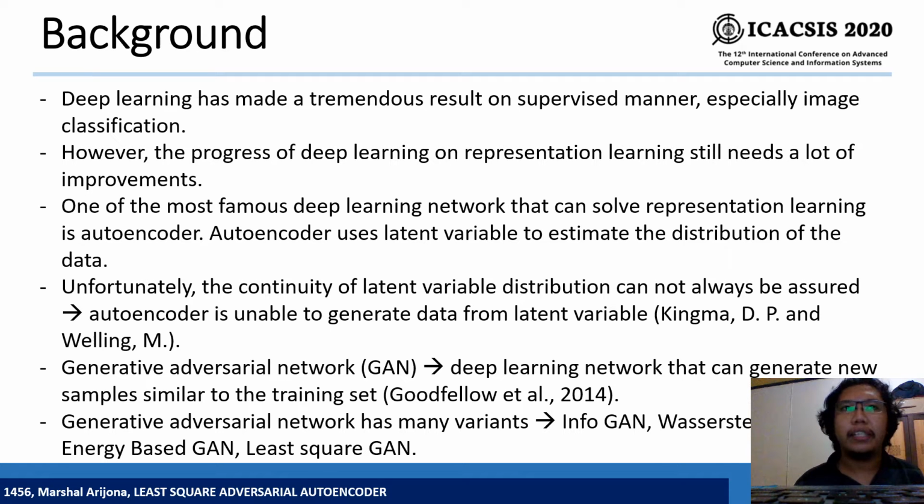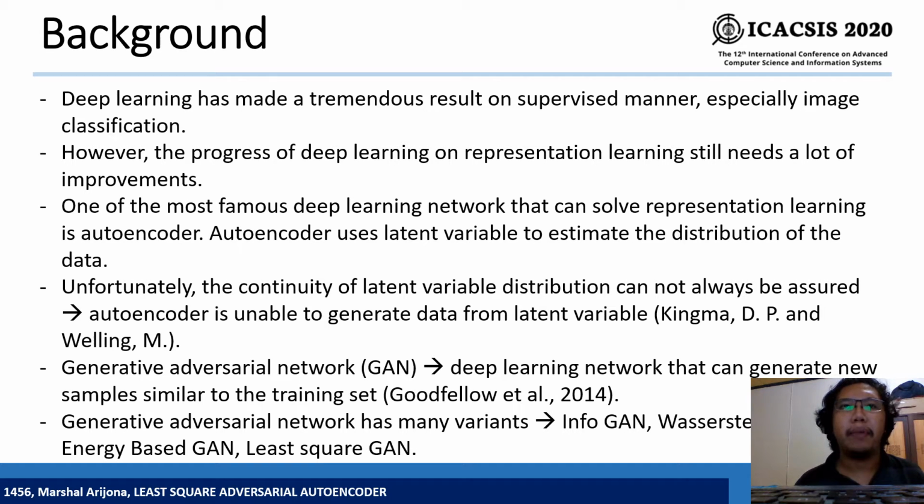Unfortunately, the continuity of the latent variable distribution cannot always be assured. This condition leads to the inability of the autoencoder to generate data by transforming the latent variable. Another well-known representation learning method is the generative adversarial network, also known as GAN. GAN is a deep learning network that can generate new samples that are similar to the training set.